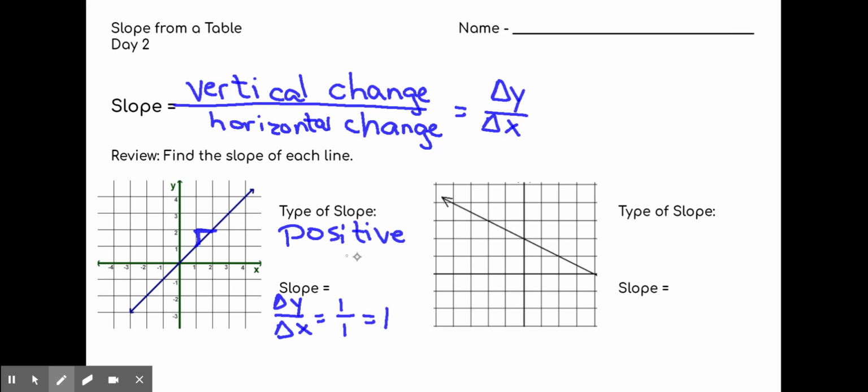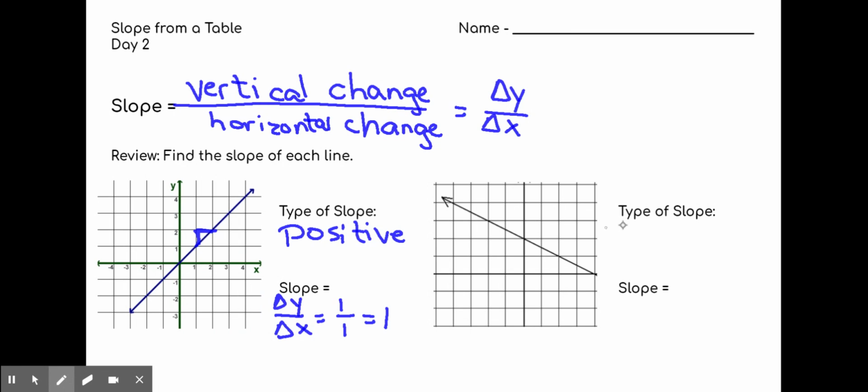Okay, did you get that it had positive slope and the slope was 1? You may have drawn a different slope triangle than I did. My slope triangle's not real great. You may have had a bigger triangle, but if you did, you should have gotten like 2 over 2 or 3 over 3 or something that simplified to 1.